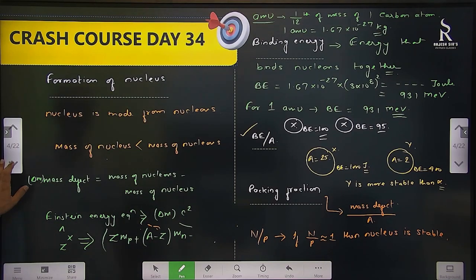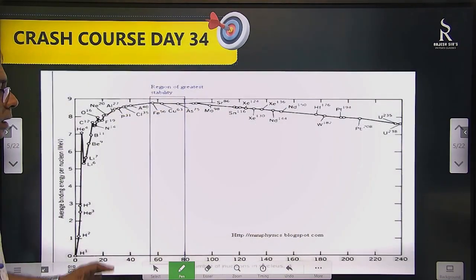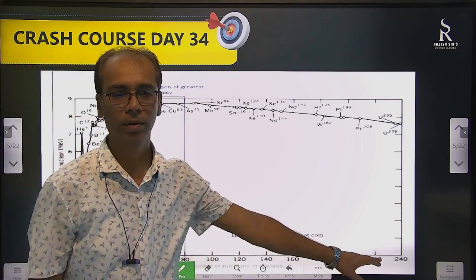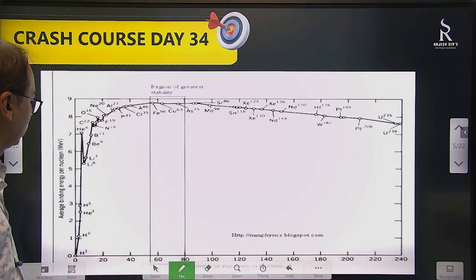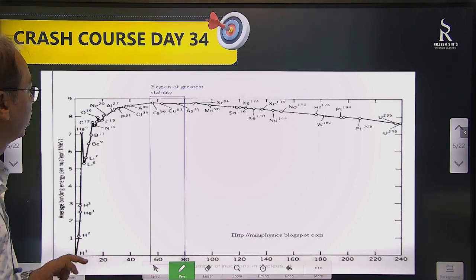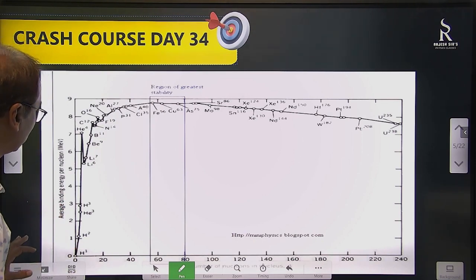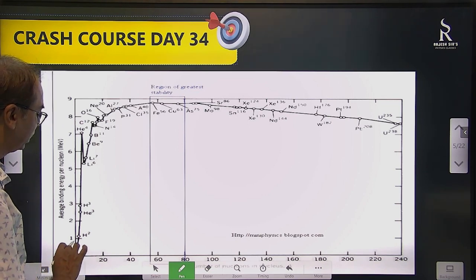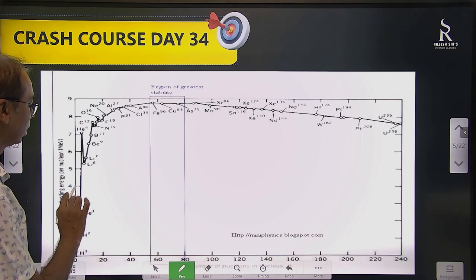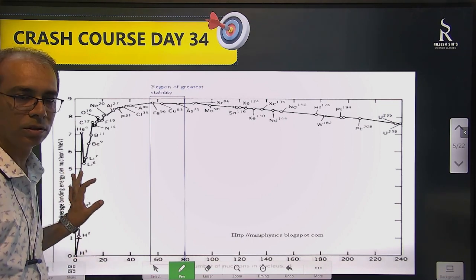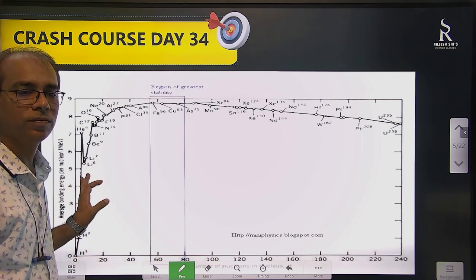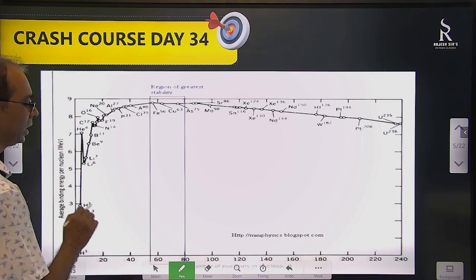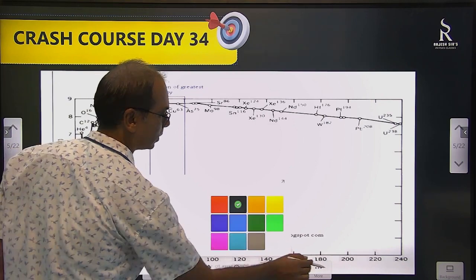Okay, so what next? Next is the binding energy per nucleon and mass number graph. Now in this one, what we can see, when we start from the initial numbers, is that binding energy per nucleon is increasing. But this is all unstable region. Still binding energy per nucleon is very less in this. Now in this one you see these peaks. There are certain peaks given in this.